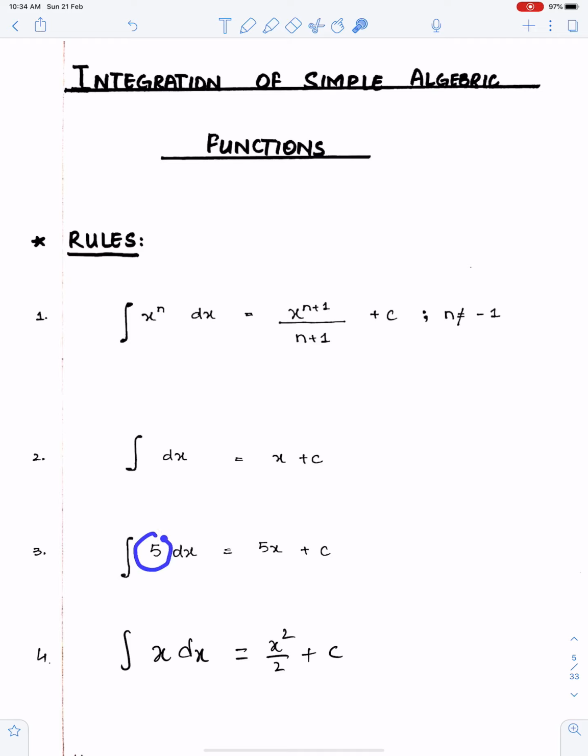This is the constant. Constant means like this, 5x power 0. When you integrate 5x power 0, it will become 5x power 1 over 1 plus c. So when we have a constant, write 5x because the operator is x. So 5x. This is just x, so it will become x power 2 over 2.